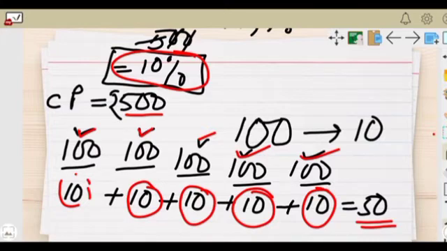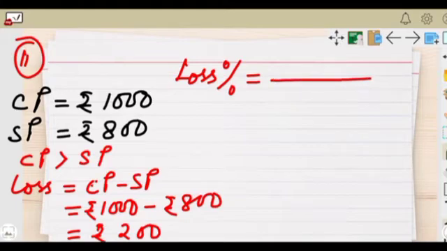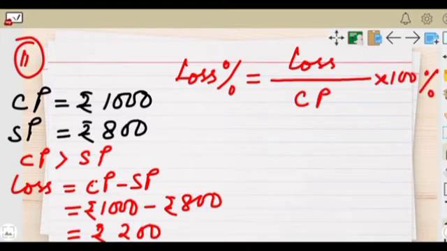Okay, so let me come to the second example now. This is your second example. In the second case, there is a loss. The loss is 200. So now let us find the loss percent. Loss percent, how to find? Loss divided by cost price into 100. So percent will definitely come out when we find it.